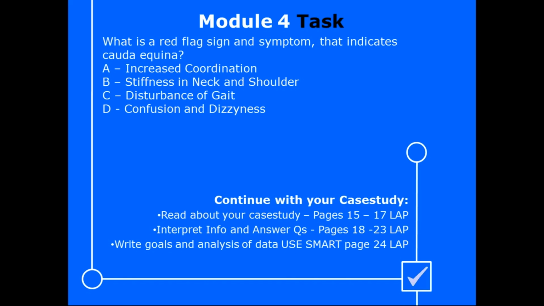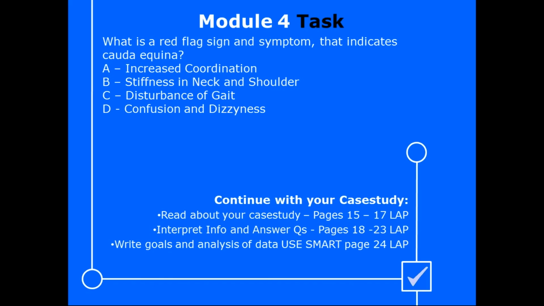This is one of the spinal pathologies that we did. Is it A, increased coordination, B, stiffness in the neck and shoulder, C, disturbance of gait, or D, confusion and dizziness? If you need a moment to answer it, just pause the video. That'll allow you time to gather your answers and really read through the question. I'm going to give you your answer now.